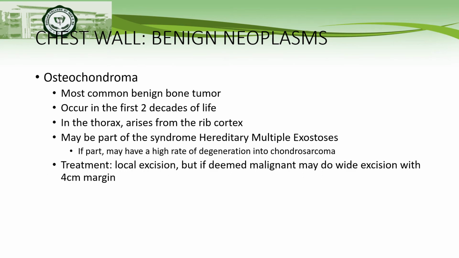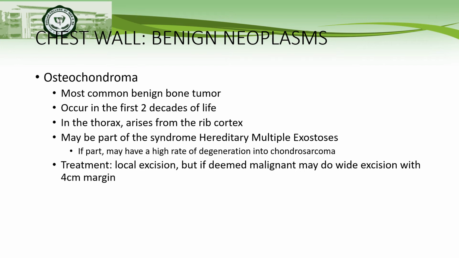Another benign neoplasm is osteochondroma. This is the most common benign bone tumor and usually occurs in the first 2 decades of life. If osteochondroma occurs in the thorax, it usually arises from the rib cortex. Osteochondroma may be part of the syndrome hereditary multiple exostosis.